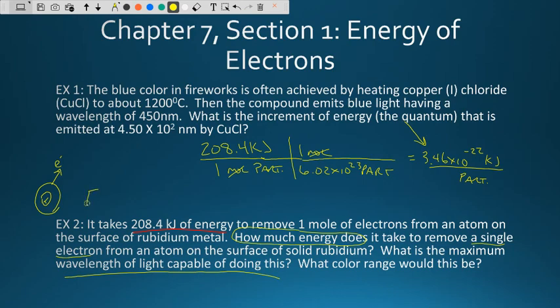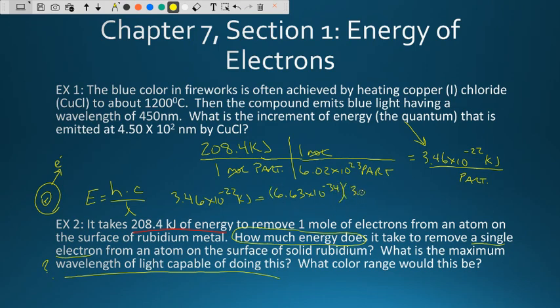All right, so let's go back to our energy equation. Okay, so we have Planck's constant times the speed of light, and we have our wavelength, because that's what they're asking for. What wavelength would we get? All right, so let's insert the numbers. 3.46 times 10 to the negative 22nd kilojoules. And that's going to equal Planck's constant, 6.63 times 10 to the negative 34th.